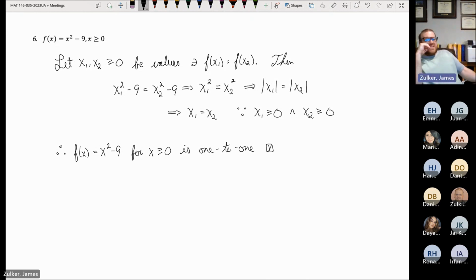That means that for this restricted domain, our function is 1-to-1. If we didn't have this condition, is there a way for this to show it's 1-to-1? Well, that's what we just did.